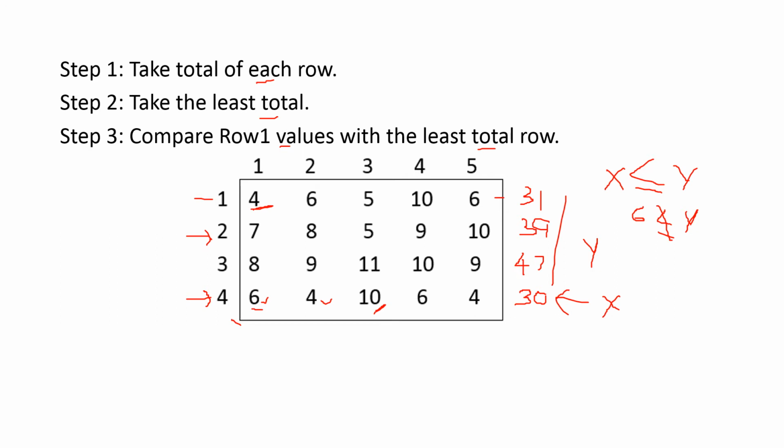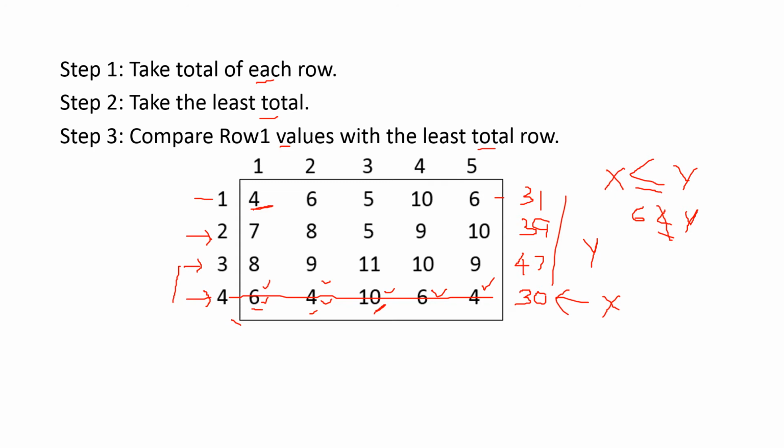Now compare the third row and the fourth row. These two rows. Now compare 6 is less than 8, that is okay. 4 is less than 9, that is okay. 10 is less than 11, okay. 6 is less than 10, okay. 4 is less than 9, okay. So all the values are now lesser than the corresponding values of the third row. So you can ignore the fourth row. Okay.